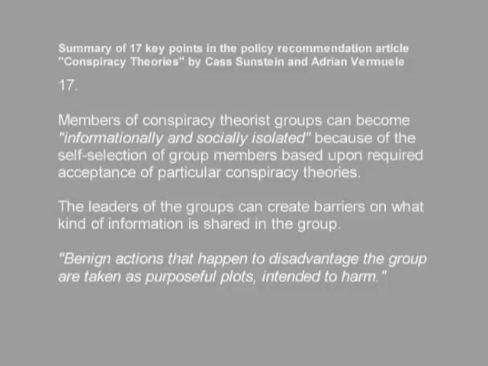Members of conspiracy theorist groups can become informationally and socially isolated because of the self-selection of group members based upon required acceptance of particular conspiracy theories, and the leaders of the groups can create barriers on what kind of information is shared in the group. Sunstein adds that benign actions that happen to disadvantage the group are taken as purposeful plots intended to harm.